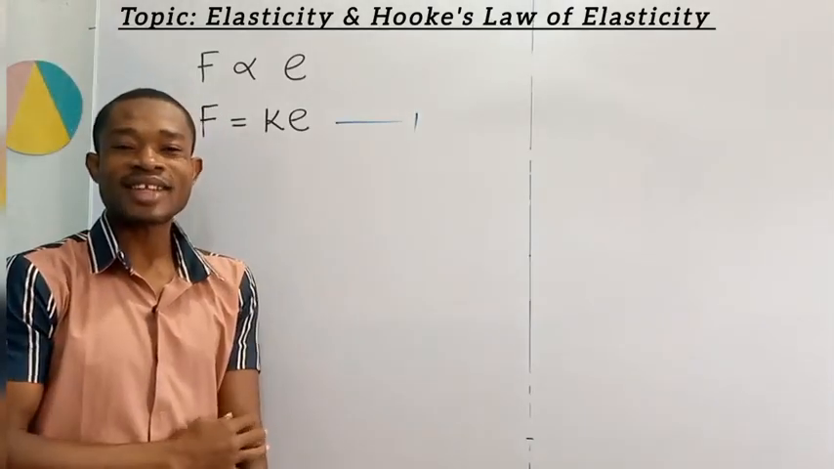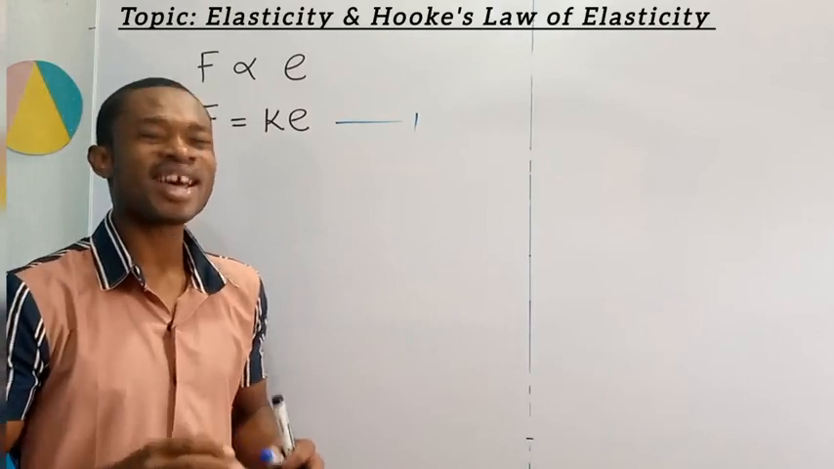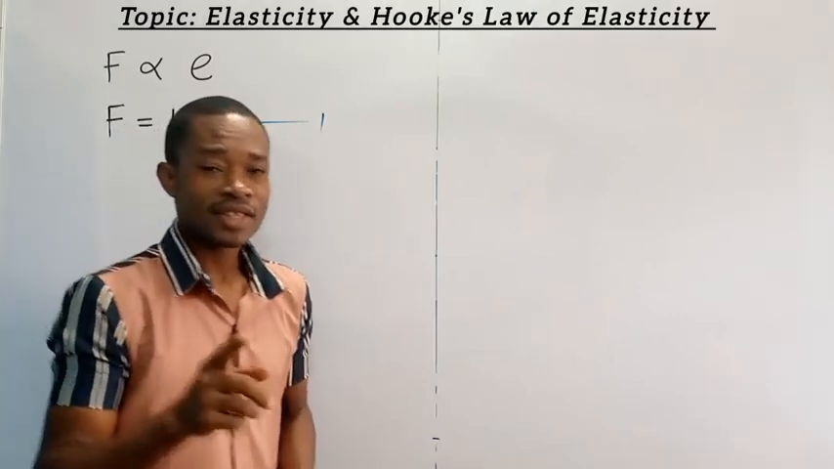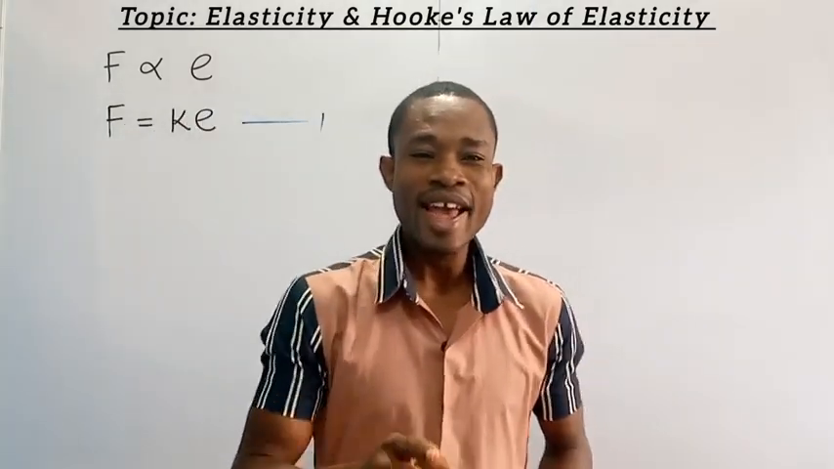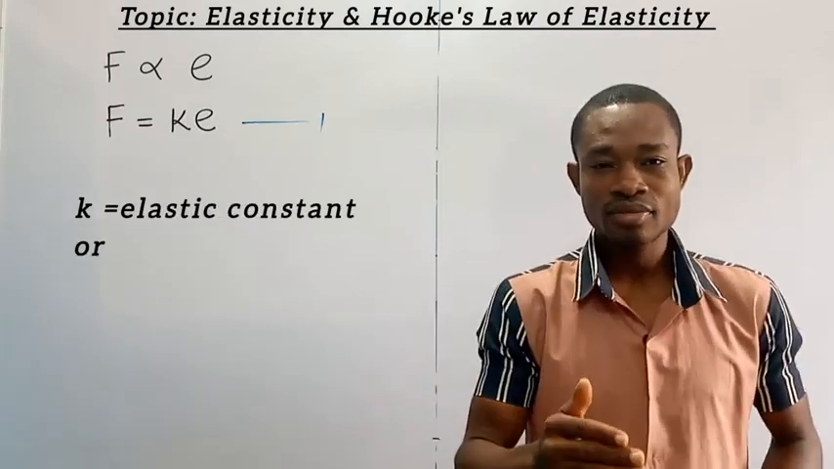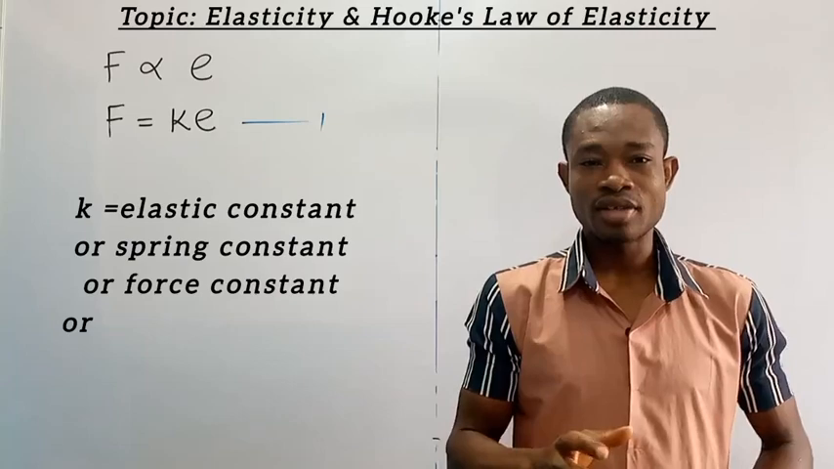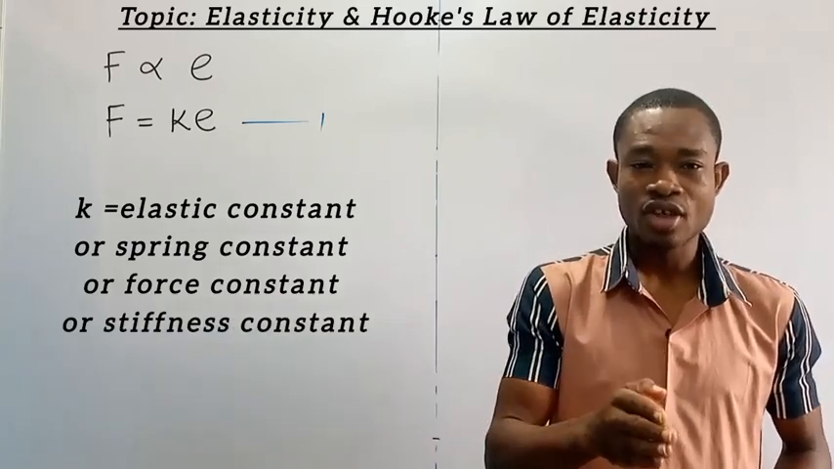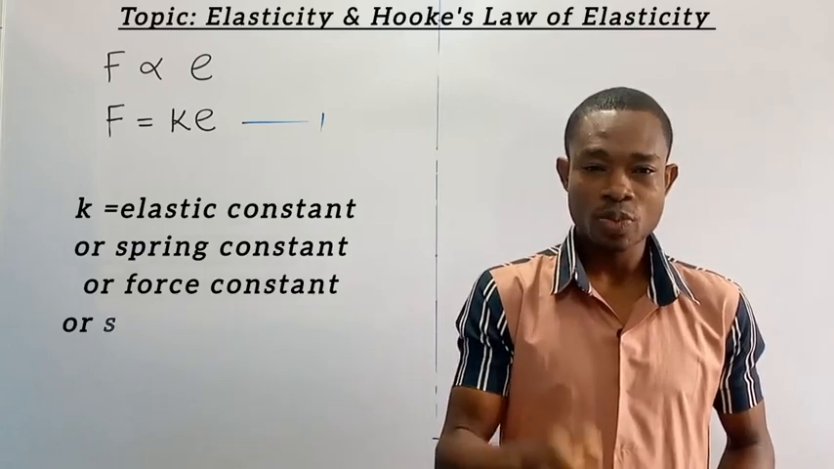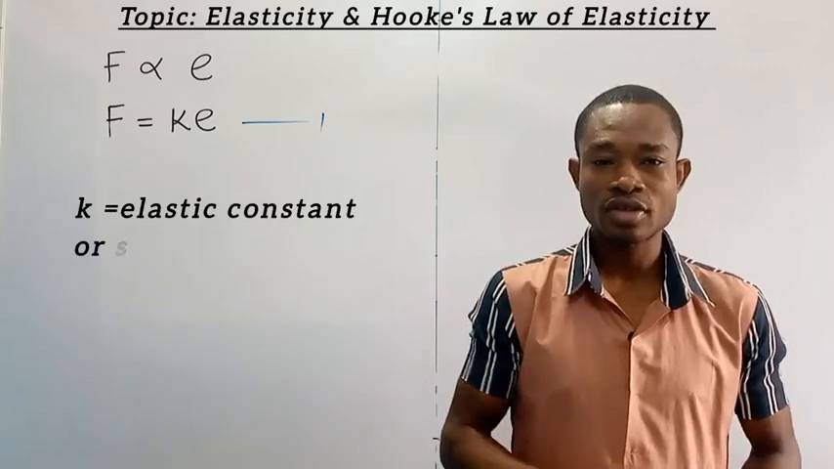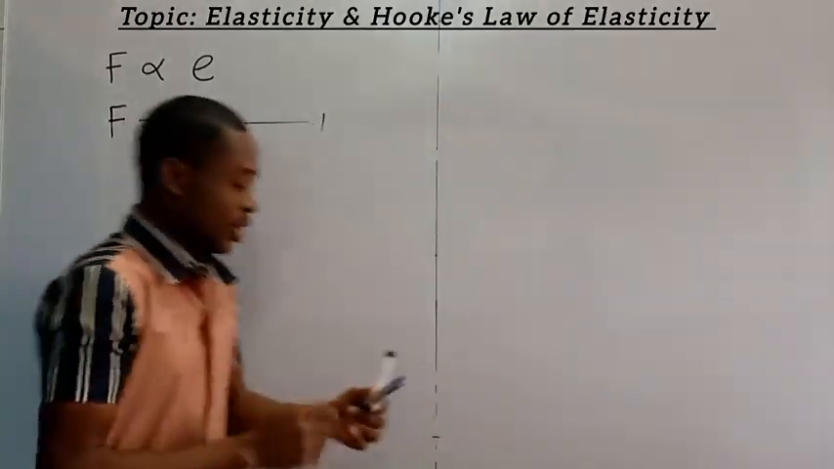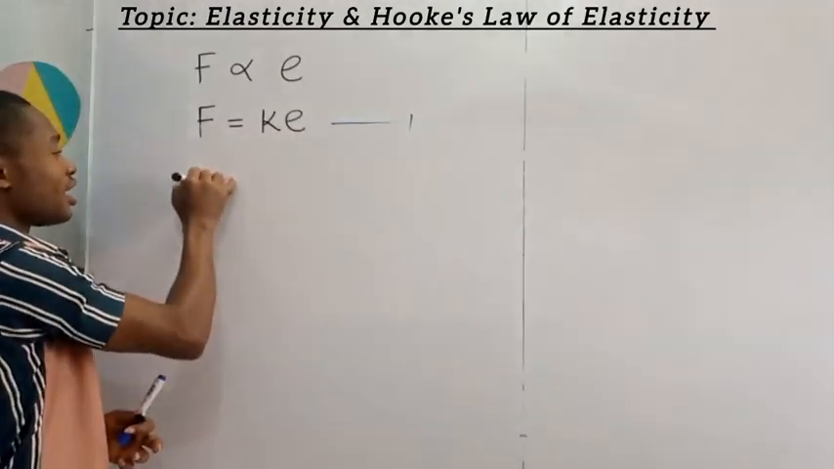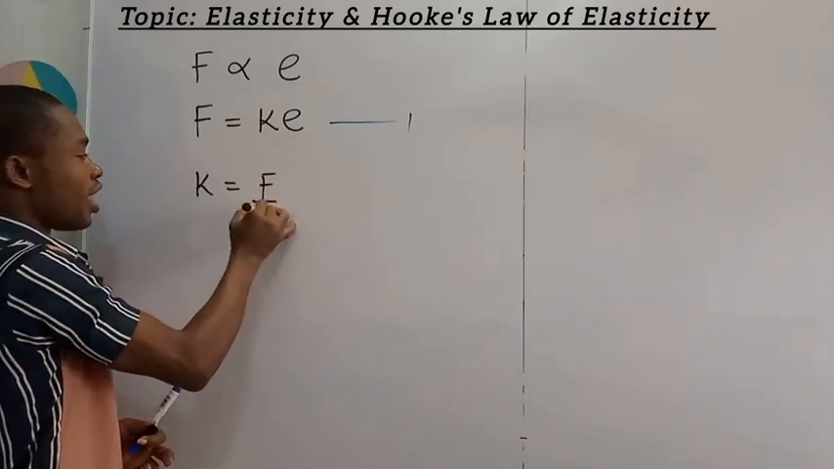And of course, that K there is a constant of proportionality, but it has a special name given to it in the study of elasticity. That K there is called elastic constant, or spring constant, or force constant. Take note of that. K there is called what? Elastic constant, spring constant, or force constant. Now, if I decide to make K subject of the formula, you want to take note that K is going to be equal to F over E.